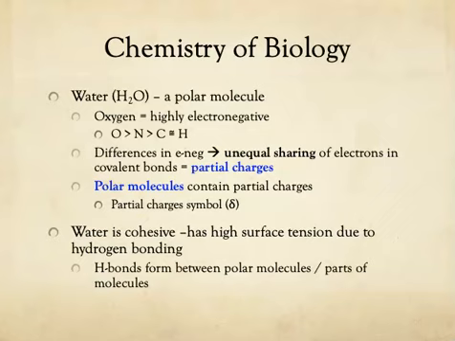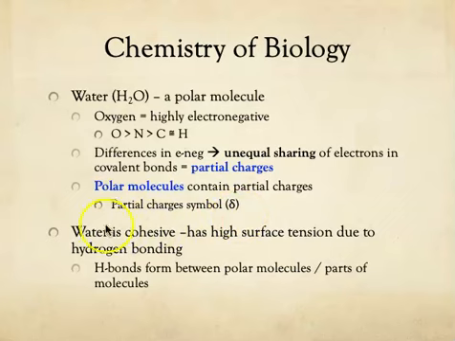So when we see oxygen in some molecules, we know that there is unequal sharing of electrons going on. And it is the unequal sharing of a pair of electrons in a covalent bond that creates those partial charges. Polar molecules contain partial charges. And remember, we show partial charges in a drawing of a molecule using the lowercase delta symbol.